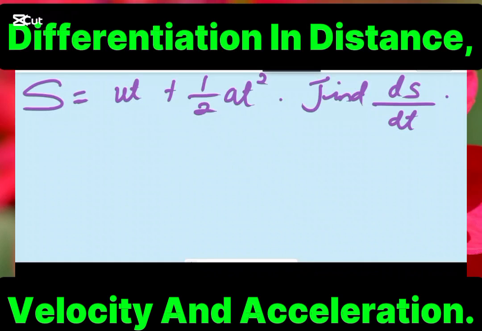If s is equal to ut plus half at squared, find ds/dt. So this is one of the equations of motion in physics, where s represents distance, u represents initial velocity, t stands for time, and a for acceleration.